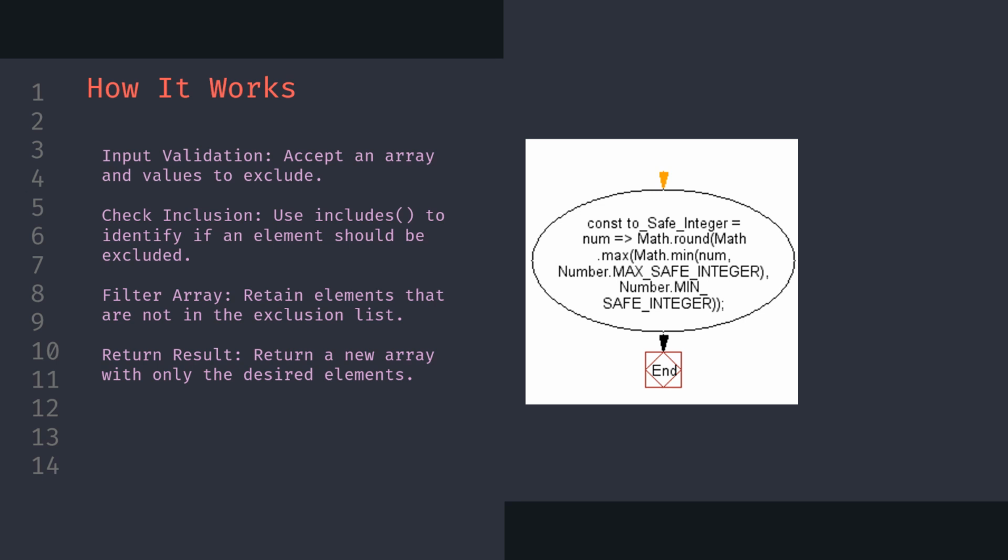Here's how the program works step by step. First, it takes the input array and a list of values to exclude. For each element in the array, it checks if it exists in the exclusion list using the includes method. If it is not in the list, the element is retained, otherwise it is removed. Finally, the function returns a new array with only the desired values.